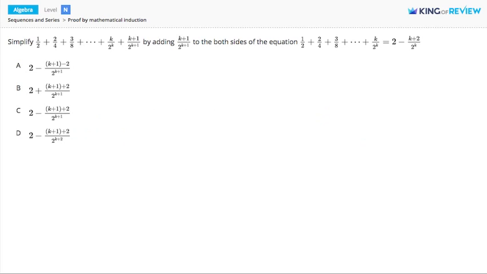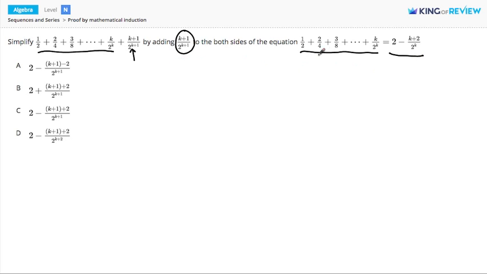Here we're asked to simplify a series by adding the term (k+1)/2^(k+1) to both sides of this equation. Now let's take a look at this equation. The left side looks exactly like the series we're trying to simplify, except for the remaining term, the term we're asked to add on. And we're told that this equals 2 minus the fraction (k+2)/2^k. So let's follow the instructions here.